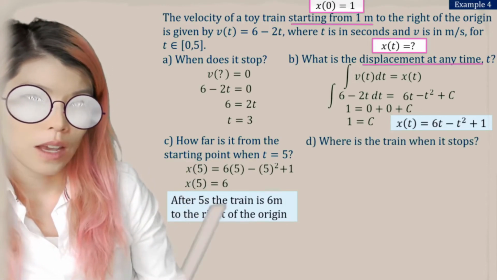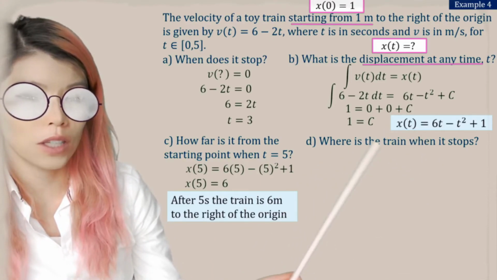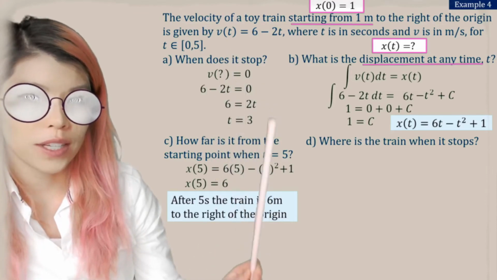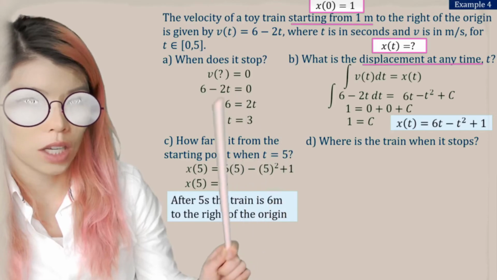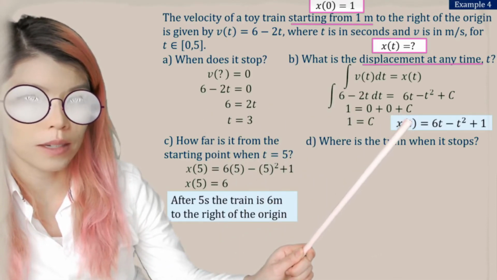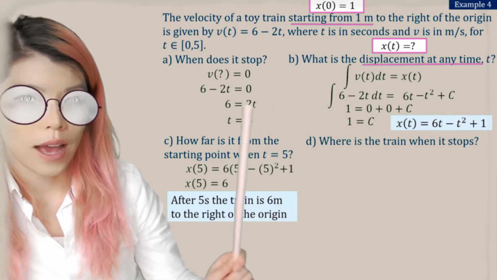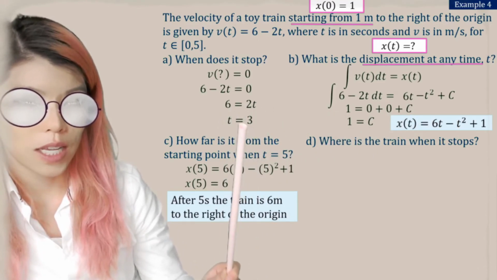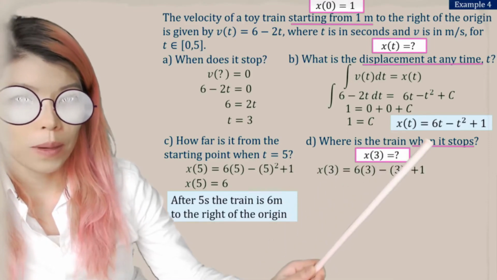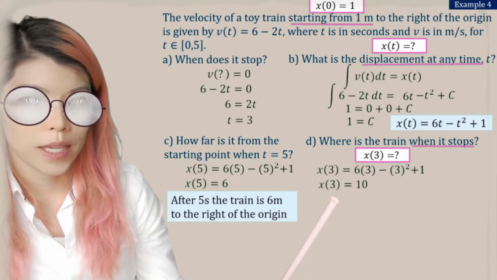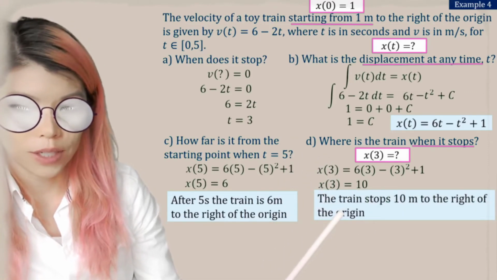Part D, where is the train when it stops? What does stop mean? It means the velocity is 0. When we figure that out, at t equals 3, it's asking where. What does where mean? Velocity or position? Displacement. Position. So where means that equation over there. So when it stops, t is 3, what is x? So we plug in t is 3 and we obtain 10. So the train stops 10 meters to the right of the origin.